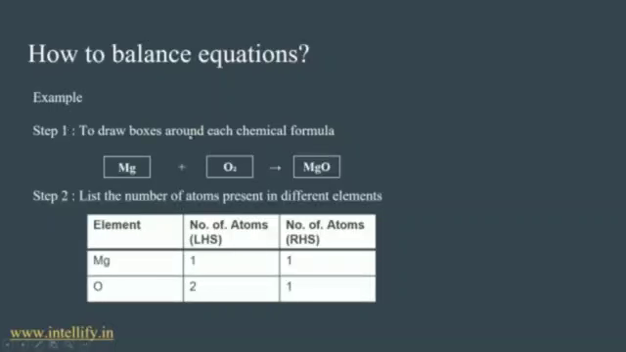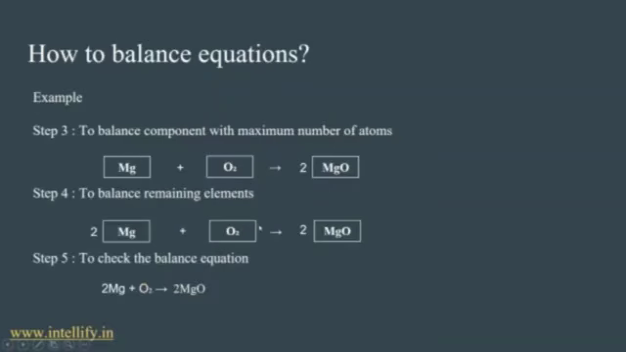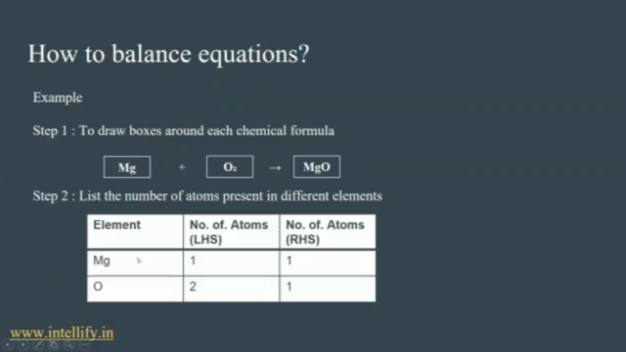Step 1 is to draw boxes around each chemical formula. For example, you have to draw a box around Mg, draw a box around O2, and draw a box around MgO. The second step, you have to list out the number of atoms present in the different elements. On the left hand side, this is the number of atoms, and this is the right hand side number of atoms. So if you can see, one atom of Mg is present here, and two atoms of O are present here. And on the right hand side, one atom of Mg is present and one atom of O is present.